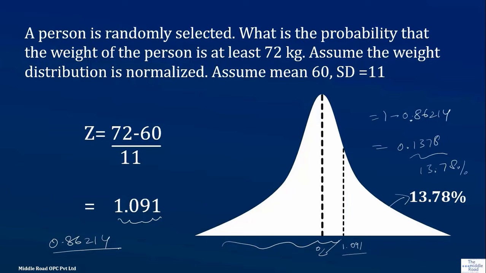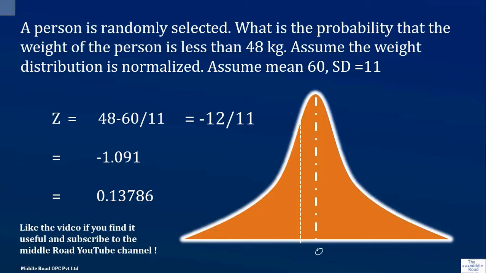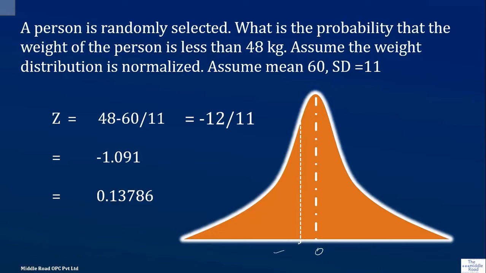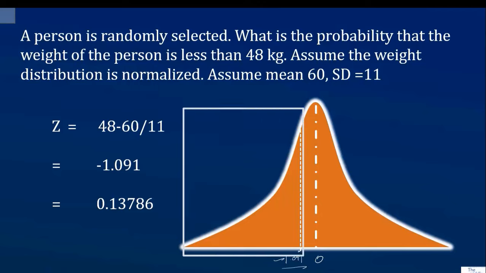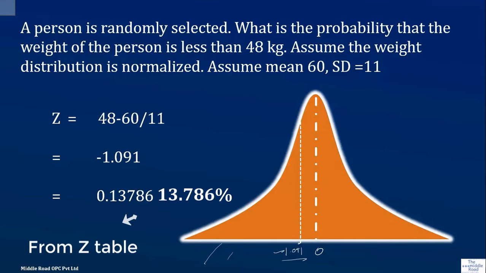Now for 48 kg, we can directly see that the mean is 60, so the Z value will be negative because 48 is less than the mean. 48 minus 60 gives you a value on the negative side of the mean, which is roughly the first deviation, precisely minus. This is going to give me the area on the left hand side. What is the probability that the weight is less than 48? Directly you get the same figure for the negative value.